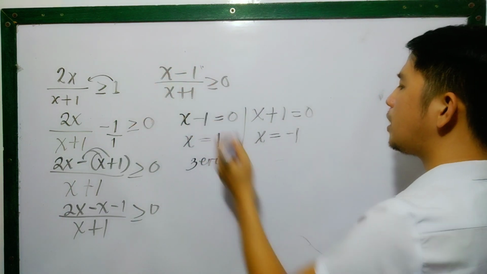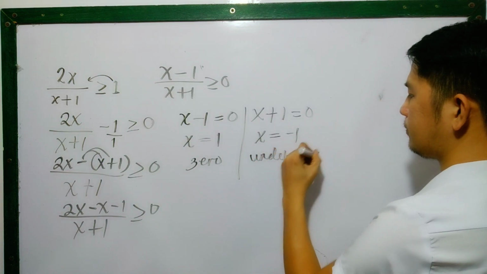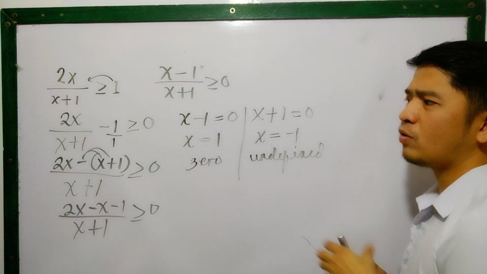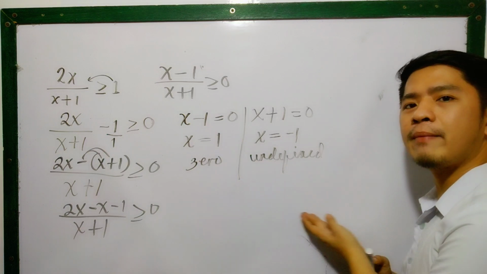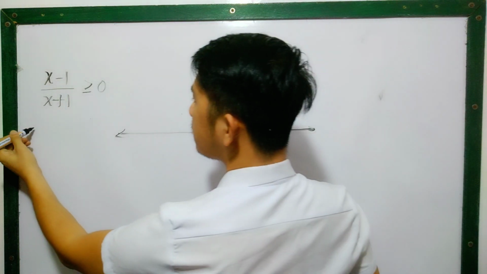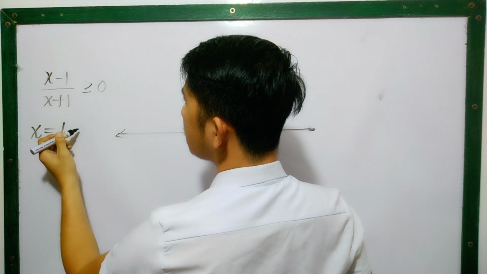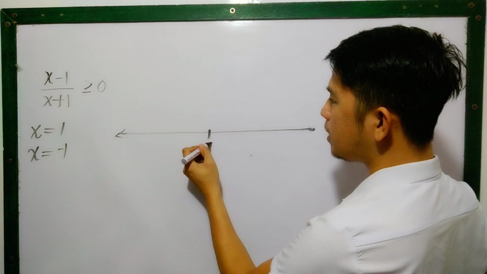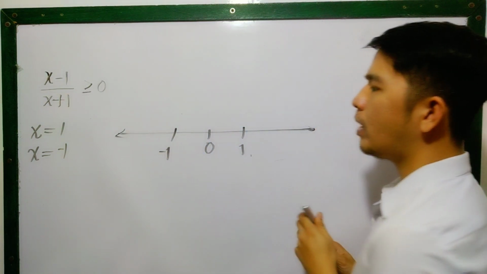Our rational expression here will become undefined when x equals negative 1. So, next, halos parehas naman siya ng step, no? We will now draw the number line. Again, yung critical numbers natin, we have 1 and negative 1. So, this is the 0, the positive 1, and the negative 1.